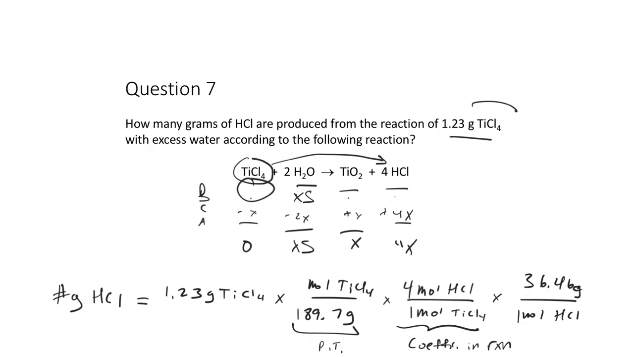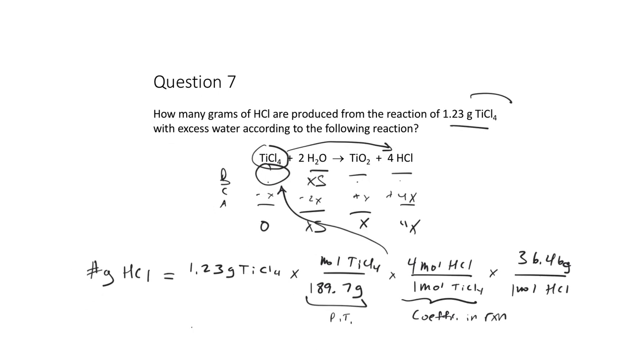And so 1.23 divided by 189.7. I'm going to hit enter there. That's the moles you'd be entering here. It's a small number. It makes the chart a little tricky to do for this particular example. So maybe we don't do a BCA chart, but maybe it helps us understand we're losing our reactants and gaining our products. Multiplied by 4, so 1 mole of TiCl4 to 4 moles of product times 36.46 grams per mole, so that's 0.946.